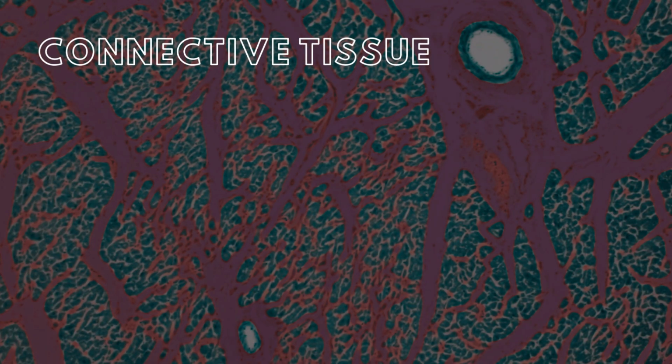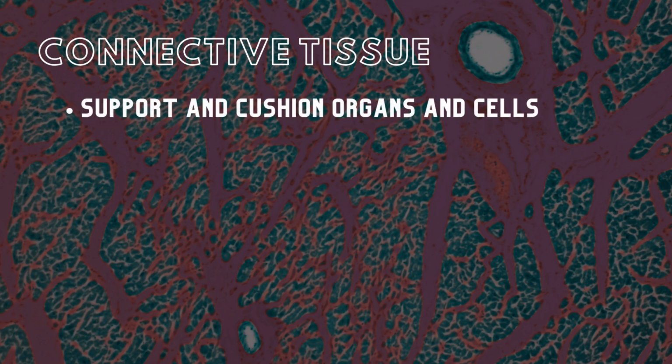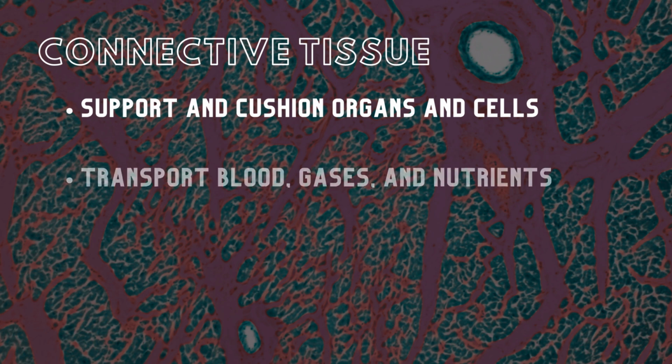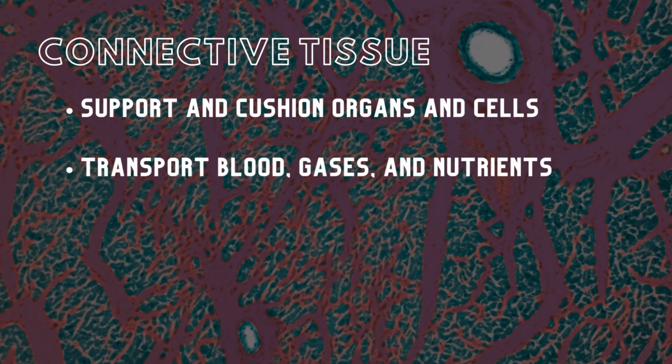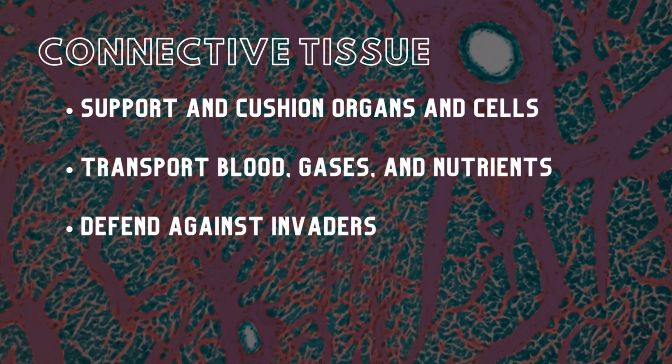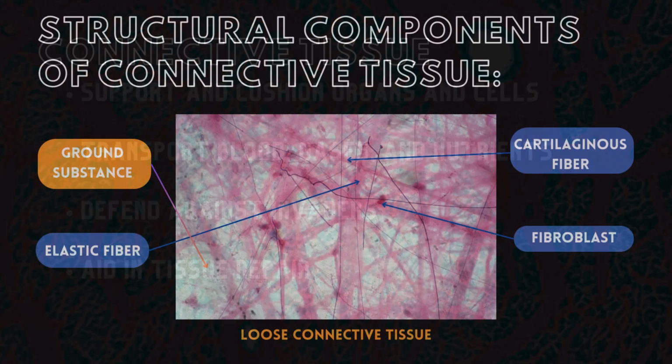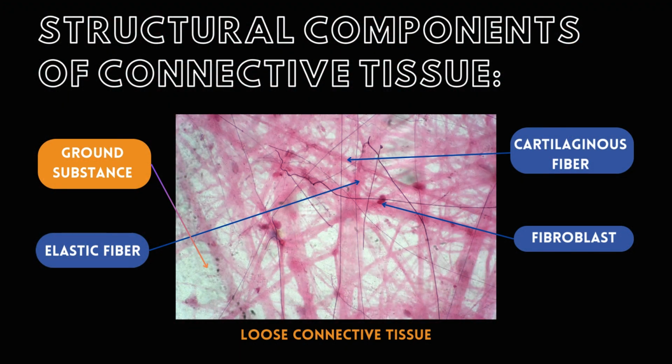Connective tissues, varied in composition, are widespread throughout the body. They support and cushion organs and cells, transport blood, gases, and nutrients, defend against invaders, and aid in tissue repair. These tissues have a non-living matrix, also known as ground substance, where cells are embedded. This matrix can range from liquid to hard and includes protein fibers.